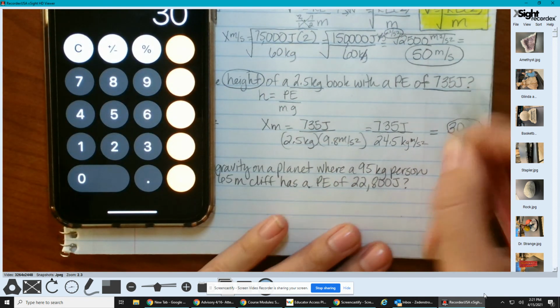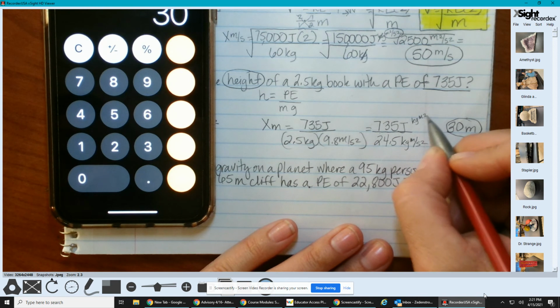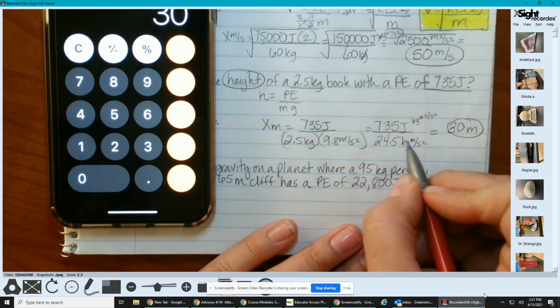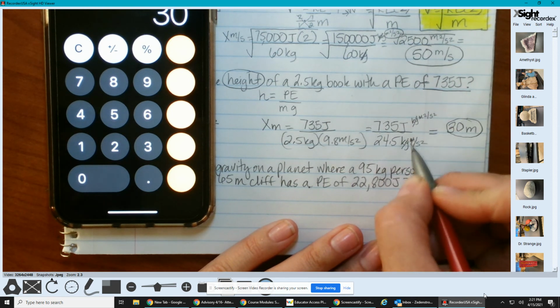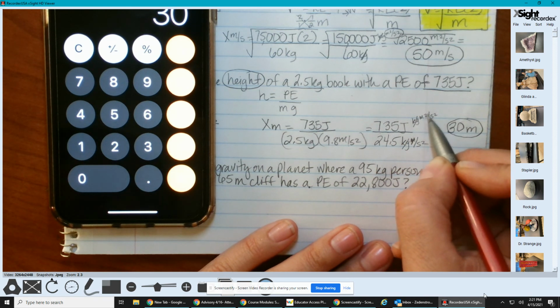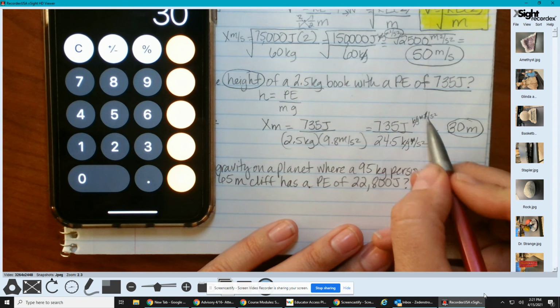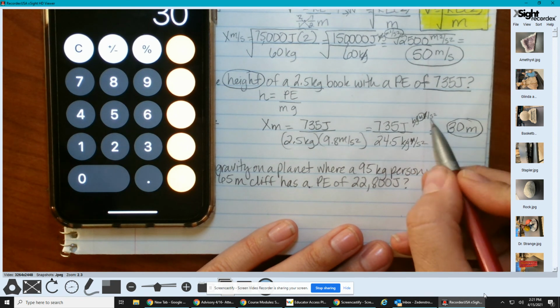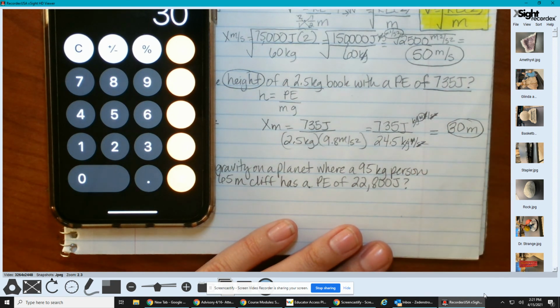Well, a joule is a kilograms meters squared per second squared. Get rid of my kilograms. One of the meters on the bottom gets to go away, and only one of them on top, because that's a meter times a meter. So get rid of the squared, leaves me a meter by itself. Get rid of the second squared on top and bottom, and that meter by itself is what I need, and that's how I got 30 meters of height.